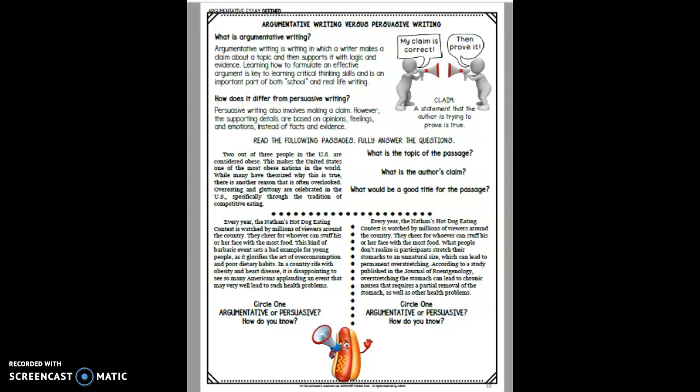So here is paragraph 1 that you're going to need to respond to these 3 questions. What is the topic of the passage? What is the author's claim? And what would be a good title for the passage? 2 out of 3 people in the U.S. are considered obese. This makes the United States one of the most obese nations in the world. While many have theorized why this is true, there is another reason that is often overlooked. Overeating and gluttony are celebrated in the U.S., specifically through the tradition of competitive eating.